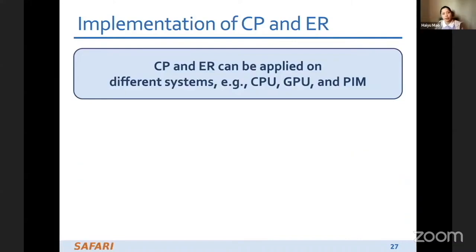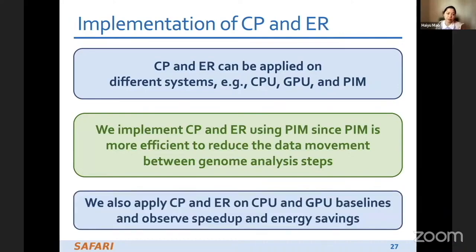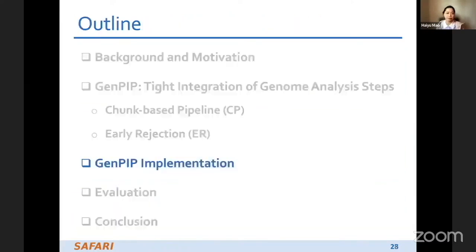So it's worth mentioning that both CP and ER can be applied on different systems, such as CPU, GPU, and PIM. And we implement CP and ER using PIM, since PIM is more efficient to reduce the data movement between genome analysis steps. We also apply CP and ER on CPU and GPU baselines and observe speedup and energy savings. So let's go through a little bit more detail about the GenPIP implementation.